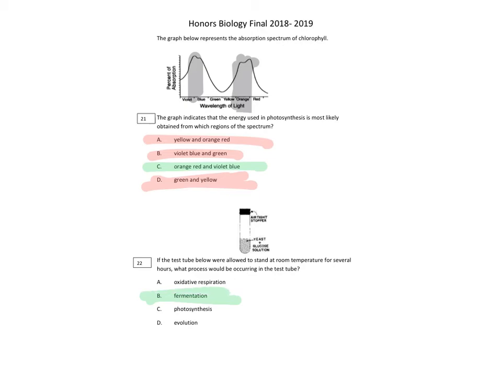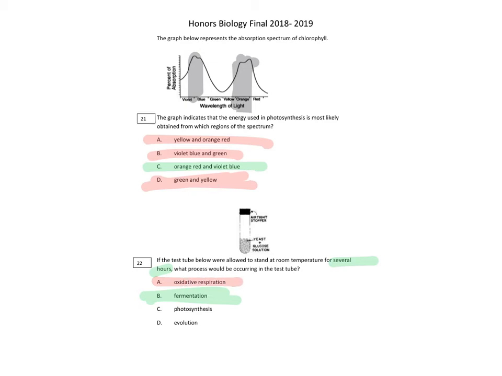And why do I say fermentation? Because it says after several hours. Well, after several hours, there's going to be a lot of yeast in here, and they're going to be using a lot of oxygen. They're going to run out of oxygen. The only possible answer is fermentation. Not oxidative respiration, right? Why not oxidative? Because they'd run out of oxygen. That's the point. So it's not oxidative respiration.